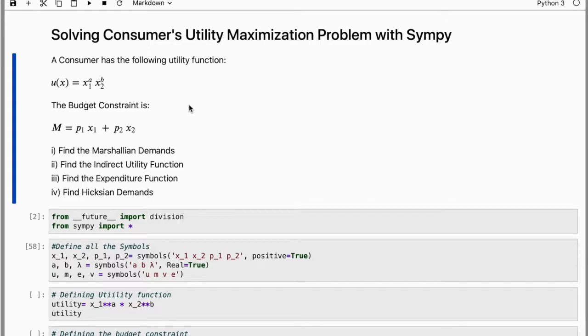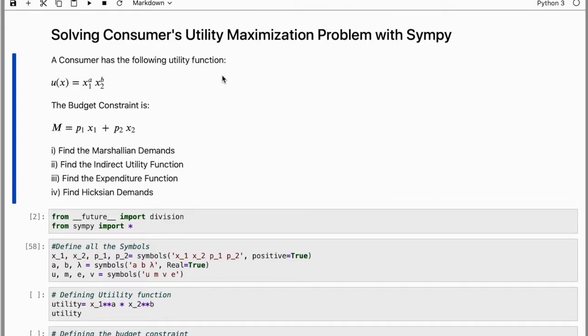We are going to take a look at how to solve a consumer's utility maximization problem with Sympy in Python. So we will be using the symbolic computer algebra system that is present in Python to solve this problem symbolically. So the problem is as follows.